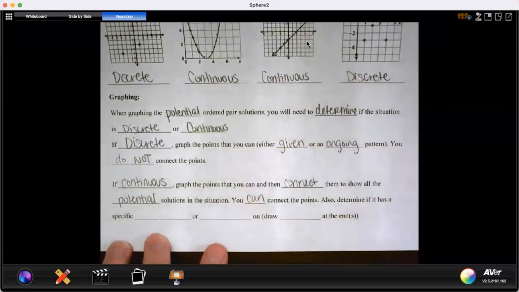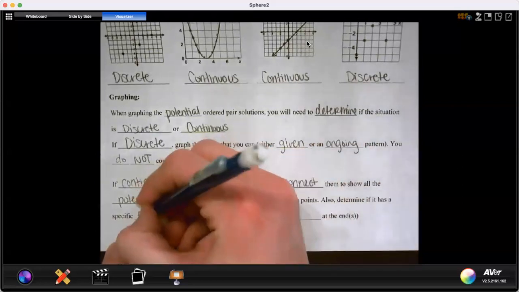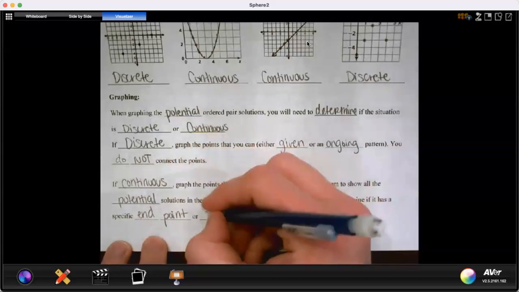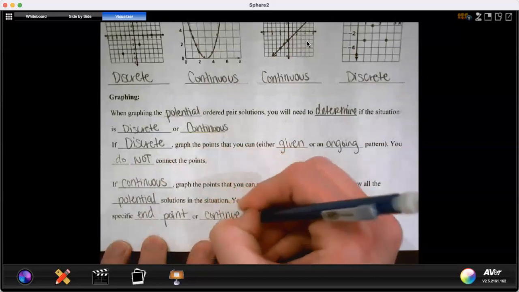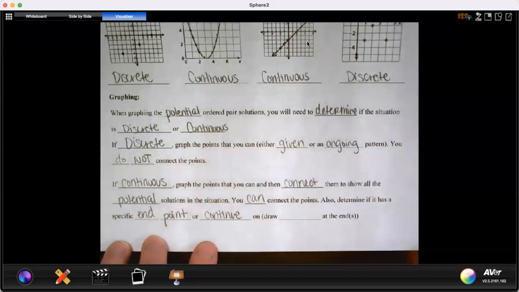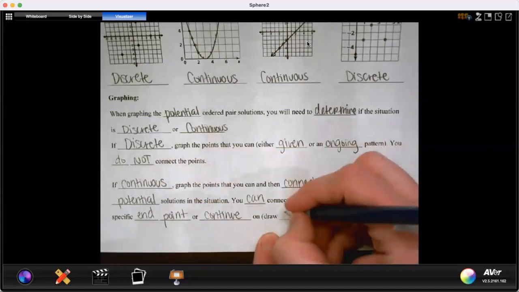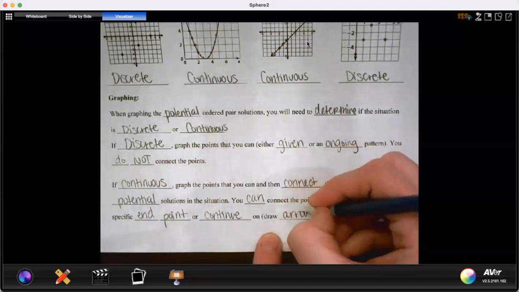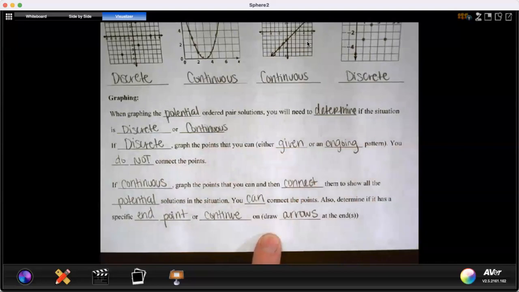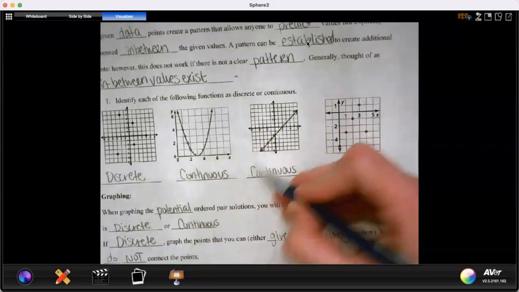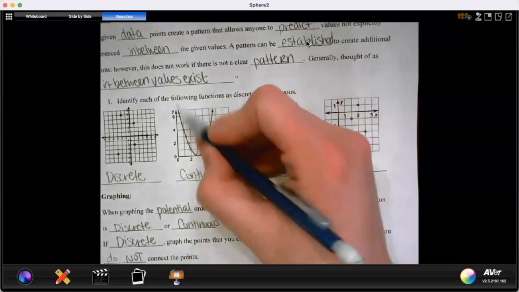But for this one specifically, you also need to determine if it has a specific end point, or does it continue? Okay. And if something continues in math, how do we show it? We show that relationship by drawing arrows at the ends. Okay, so again, if you look here, we have arrows to show that this pattern is continuing.